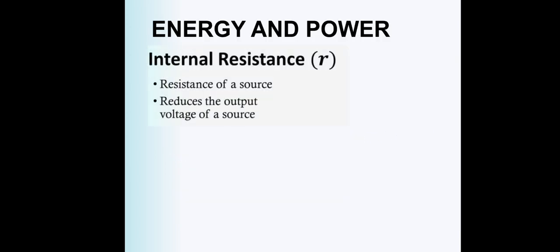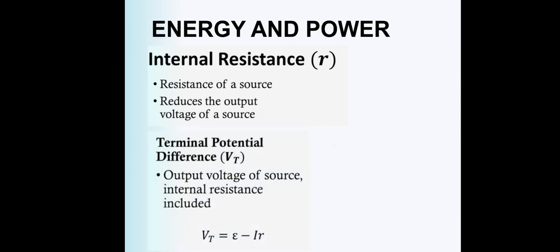Internal resistance, or yung small letter r, it is the resistance of a source, no? And it reduces the output voltage of a source. Take note, it reduces the output voltage ng source natin. And terminal potential difference naman or V sub T, it is about the output voltage of source, internal resistance included.